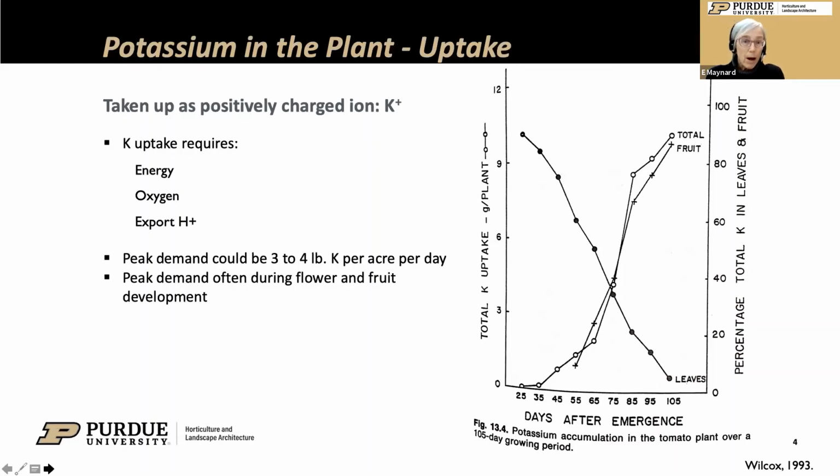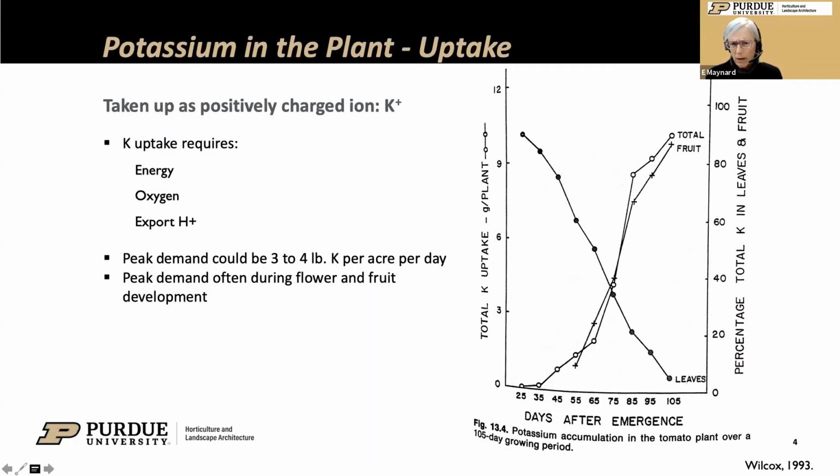At a high crop demand, you may be looking at the plant absorbing 3 or 4 pounds of potassium per acre per day, and oftentimes that peak demand will be during fruit development in something like a tomato or cantaloupe, or as the roots are filling in something like a crop with storage roots like a sweet potato.